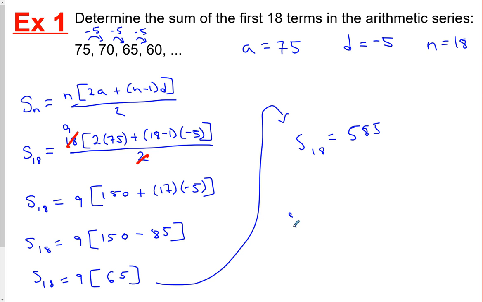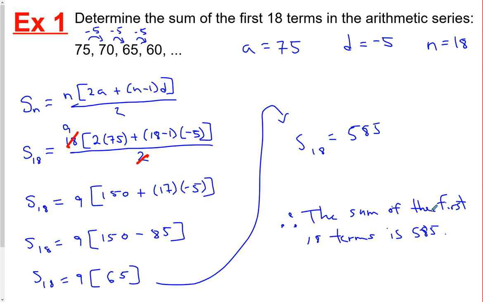And I'm going to do a little therefore statement. I'll say therefore the sum of the first 18 terms is 585. Okay, I'm about to flip to a new page where you're going to try one. So have your notepad ready.